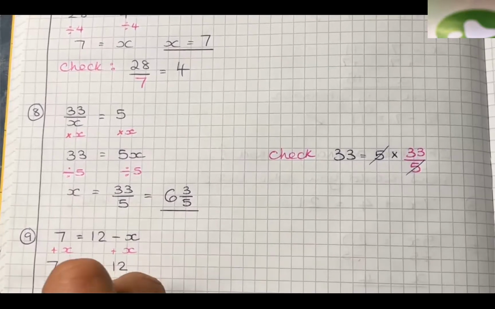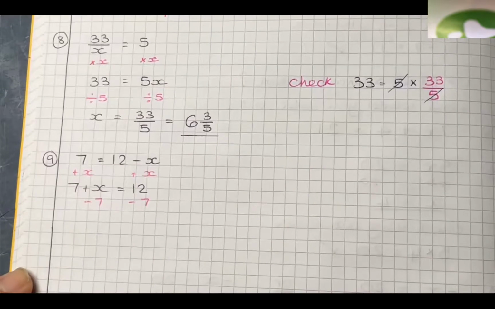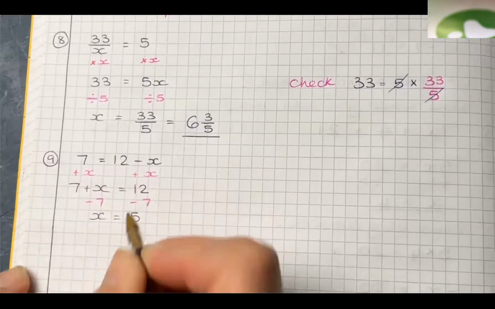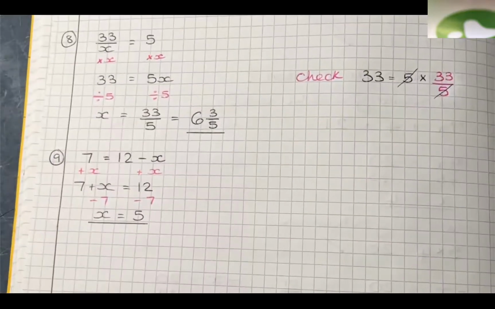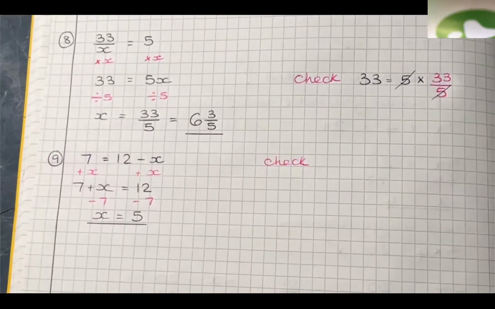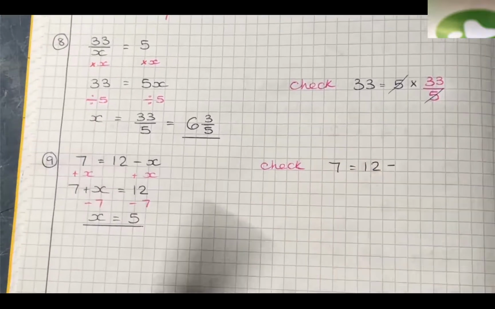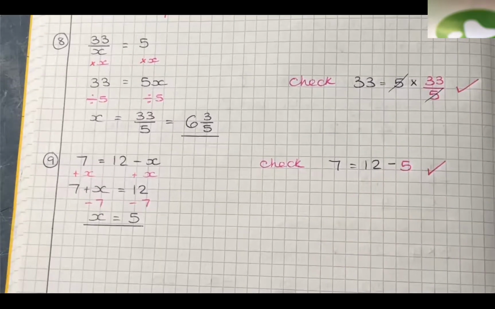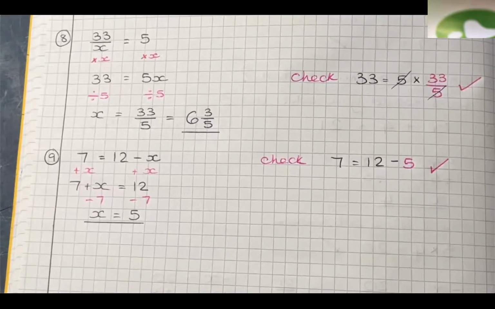I can then subtract 7 from both sides. On the left-hand side, I now just have x. On my right-hand side, I have 5. Again, let's do a quick check. I know that 7 equals 12 subtract 5. So I know I've got the right answer. I'm checking all my own work as I go.